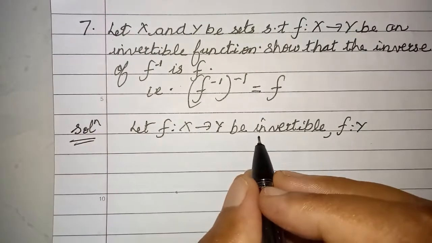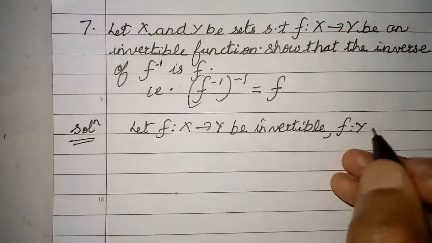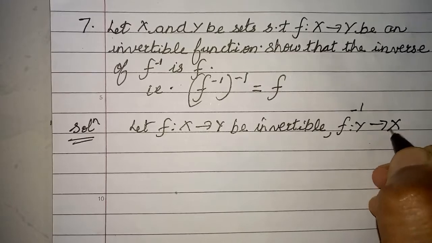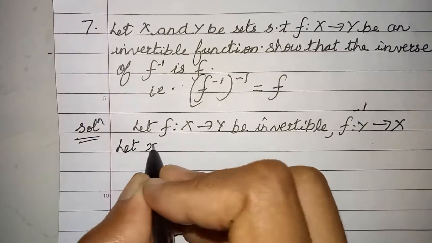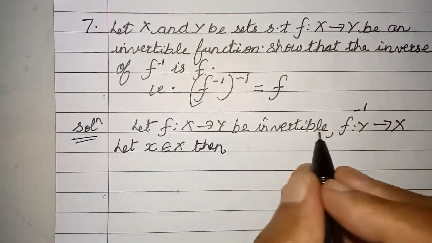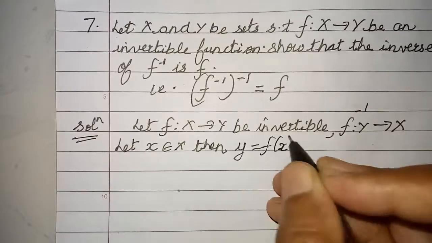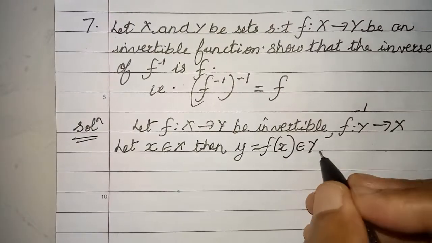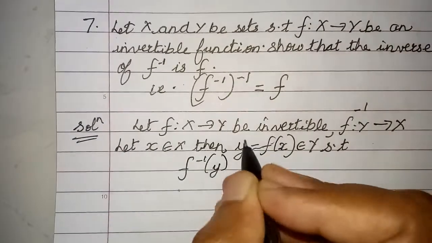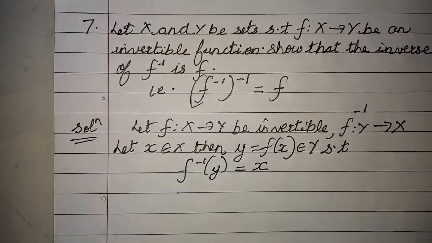Okay, so f is a function from X to Y, invertible, so that means it is one-one and onto, children. So the inverse, f inverse, will be going from Y to X. Okay, so by the definition, what will happen? Let x belong to X, then what will happen, children? If x belongs to X, then since it is invertible, there will be some y = f(x) belonging to Y, such that f inverse of y will be equal to x. See what I have written?